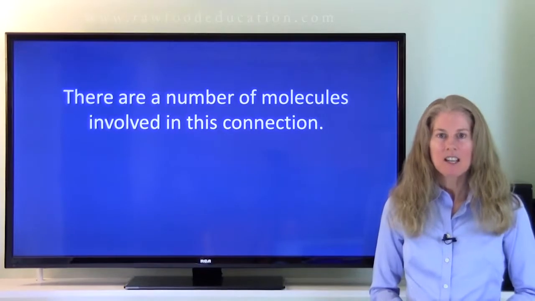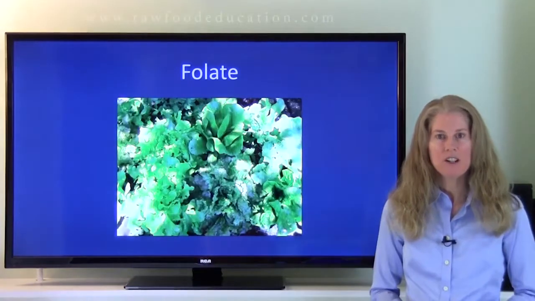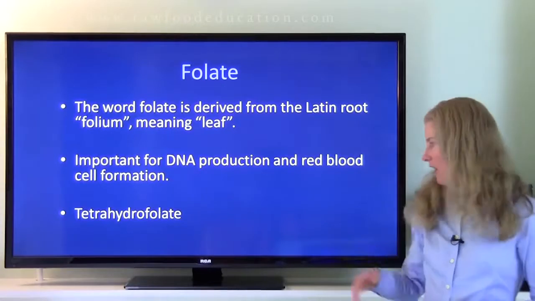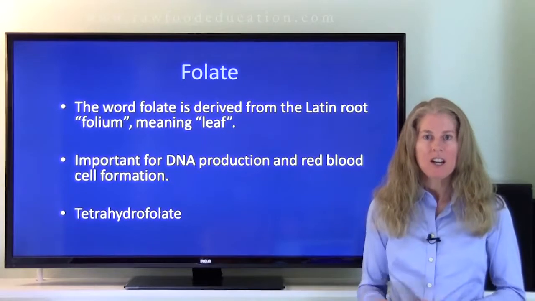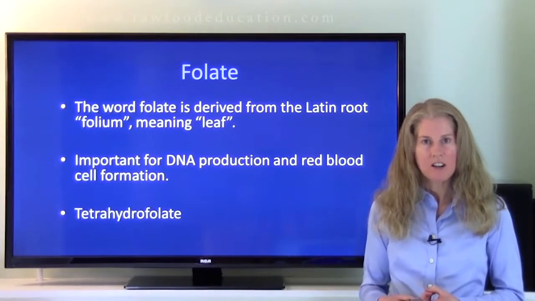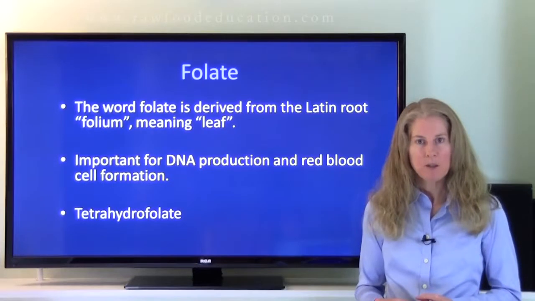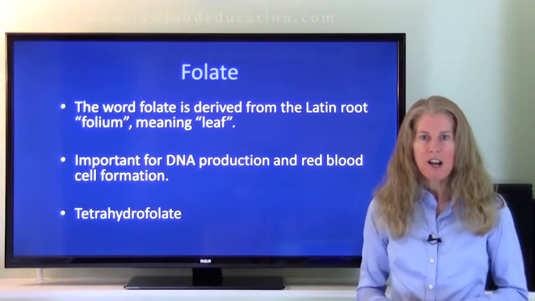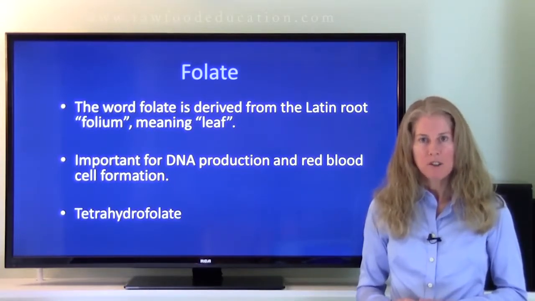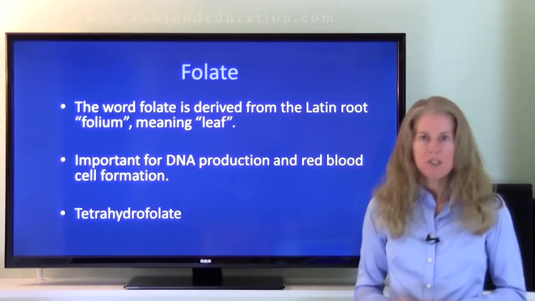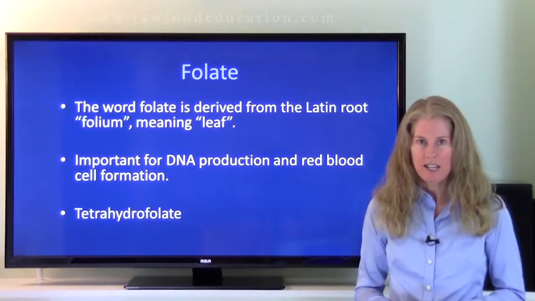Now to get started, let's take a look at the molecules that are involved in this interaction. The first one here is folate. Now folate has a scientific name of tetrahydrofolate. And it's important for a variety of reactions in the body, especially the production of DNA, also known as our genetic code, and red blood cells. The word folate is derived from the Latin root folium, which means leaf. So folate got its name from foliage, which makes sense because leafy greens are generally a good source of folate.